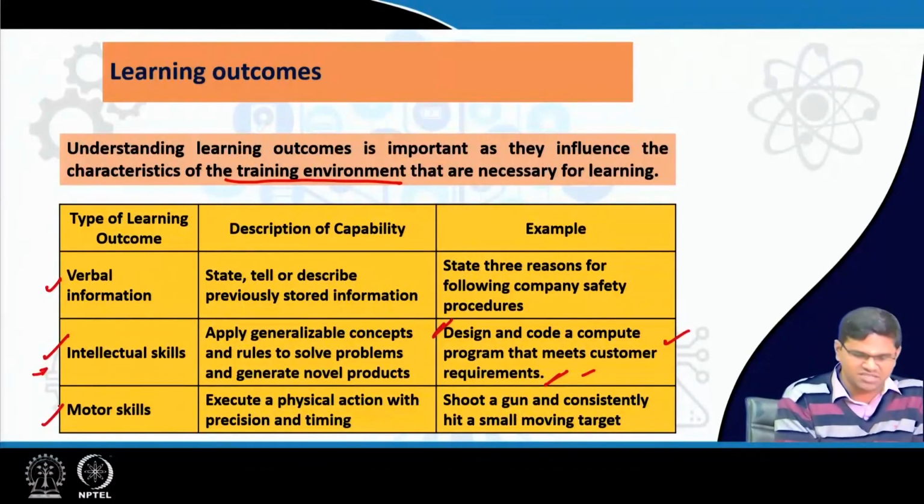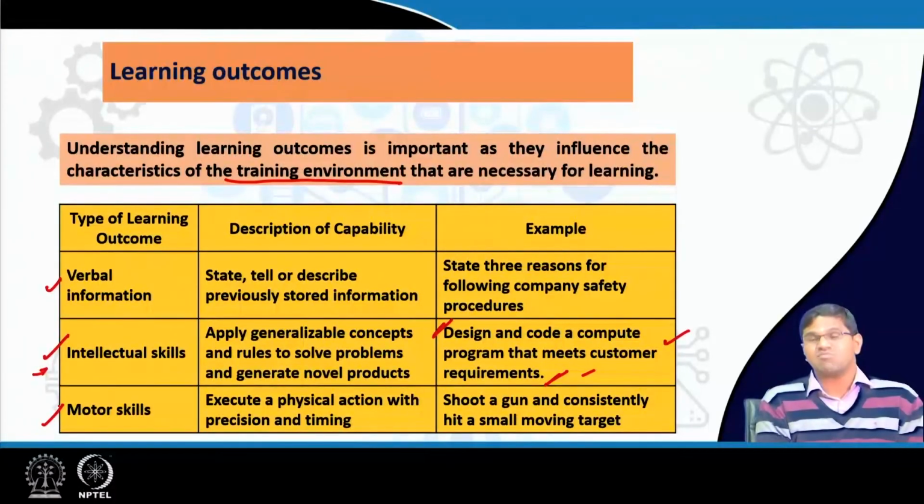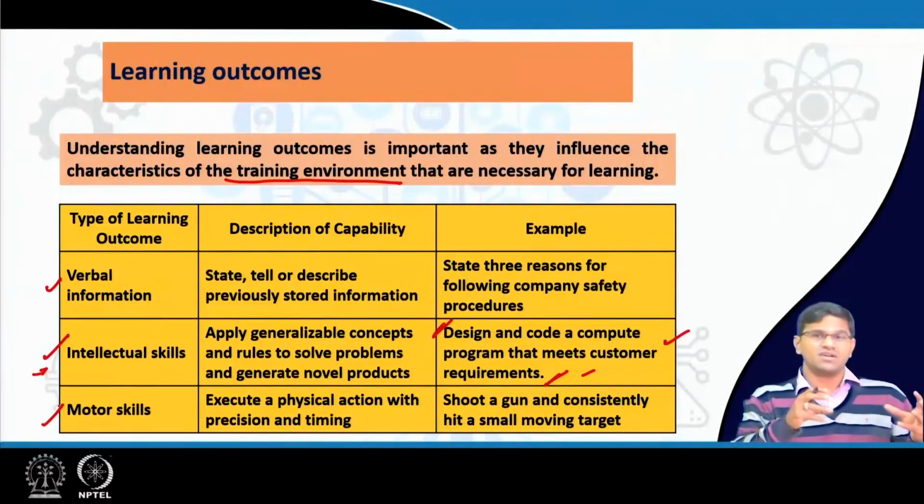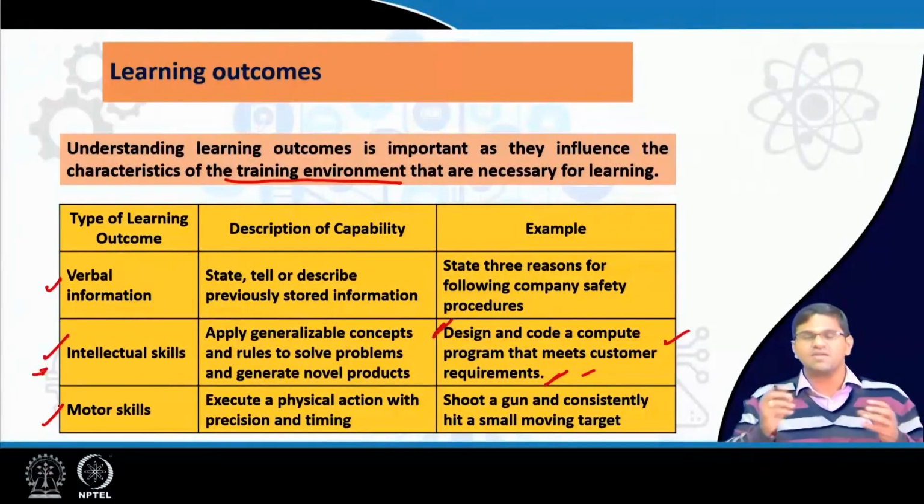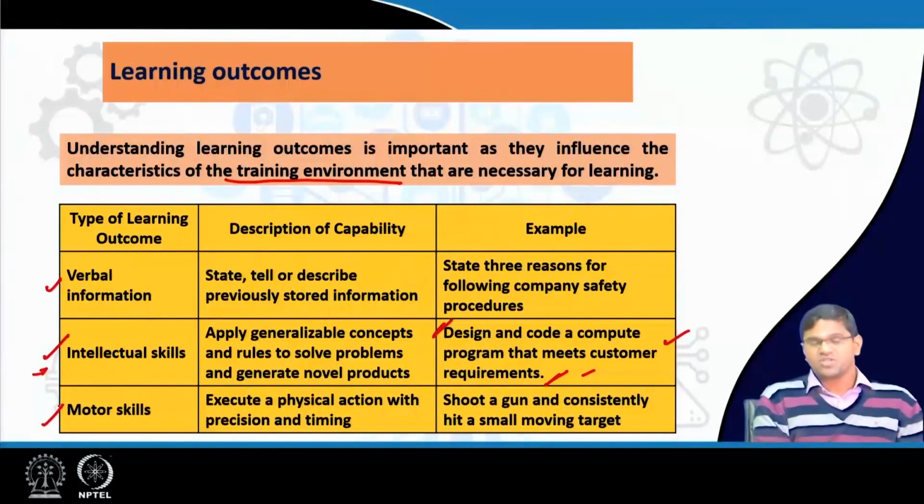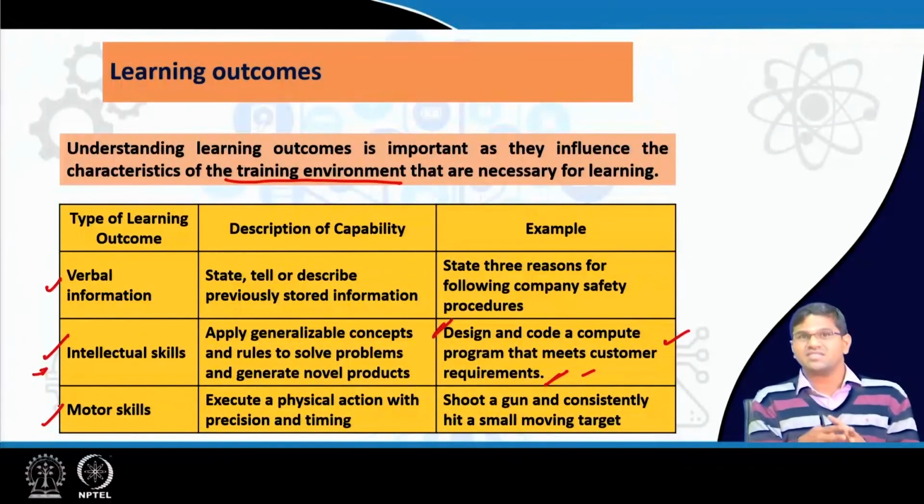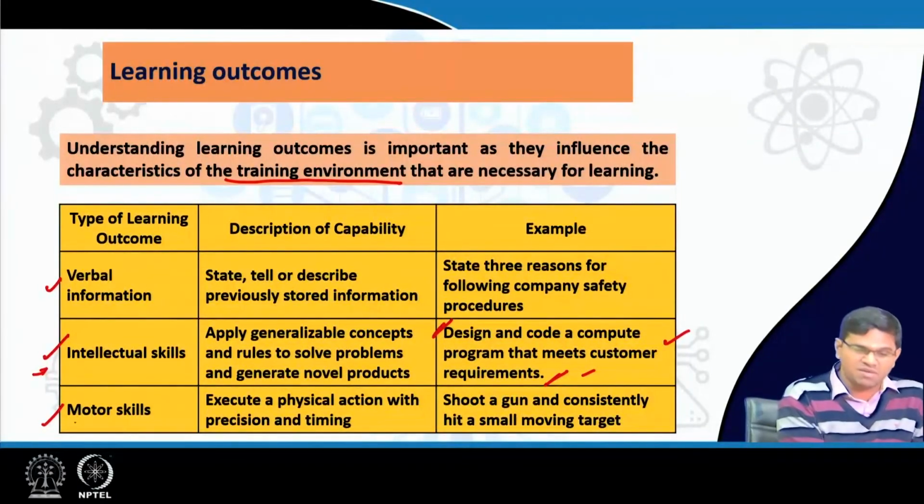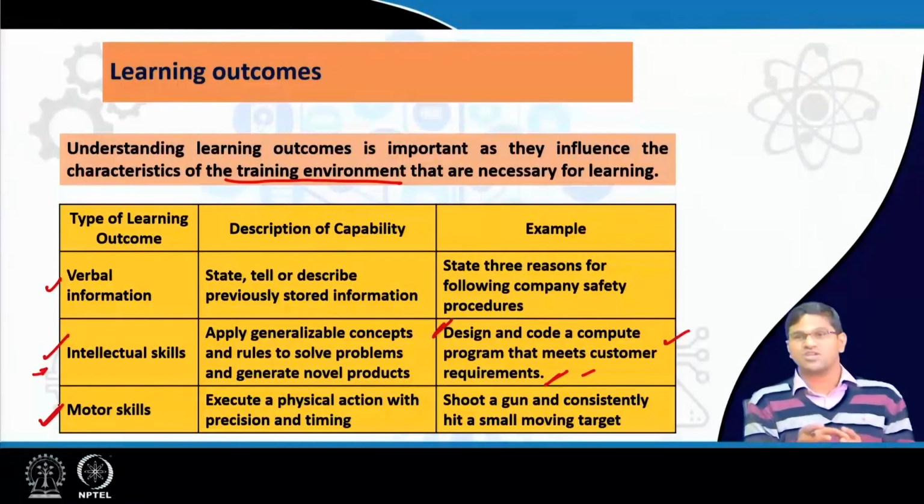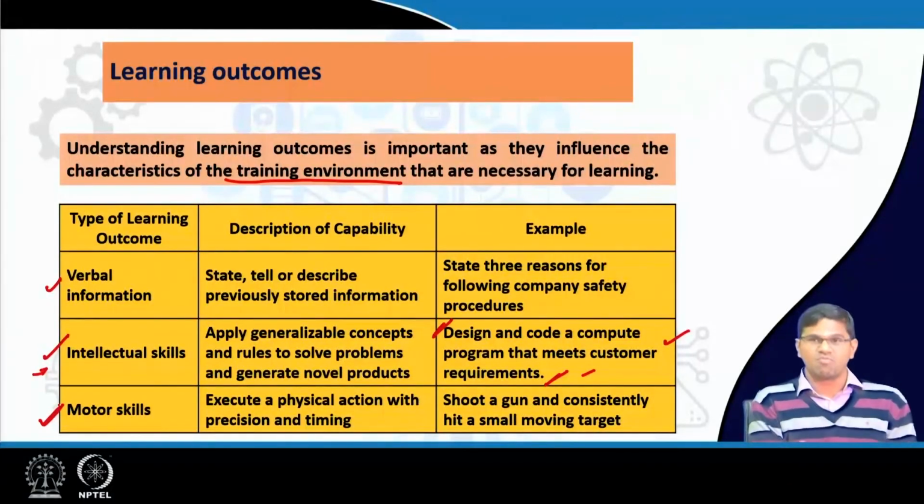Now comes motor skills. Motor skills are essentially about executing physical action with precision and timing. They are mostly related to manufacturing, the shop floor or an assembly line, where it is more about hand-eye coordination and how you operate machinery. For example, can you shoot a gun and consistently hit a small moving target? What type of training should you provide here? You should focus more on hand-eye coordination, on how they operate. Motor skills are to be focused on.